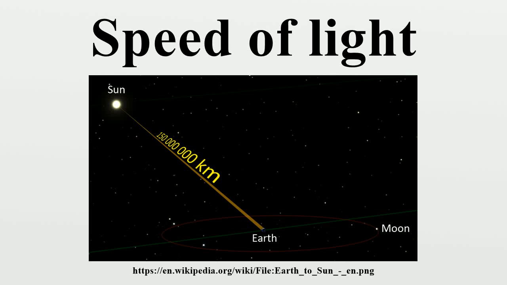The speed of light in vacuum, commonly denoted c, is a universal physical constant important in many areas of physics. Its precise value is 299,792,458 meters per second.